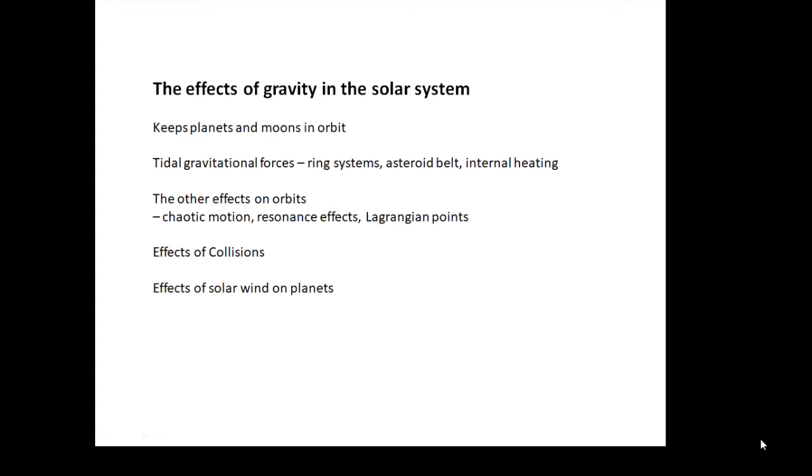There's the obvious effect of gravity, which is that smaller objects orbit bigger objects, planets orbit the sun, moons orbit planets, etc. But then there are other effects of gravity, and that's basically what I'm going to talk about in this video, the effects of gravity on various things in the solar system.